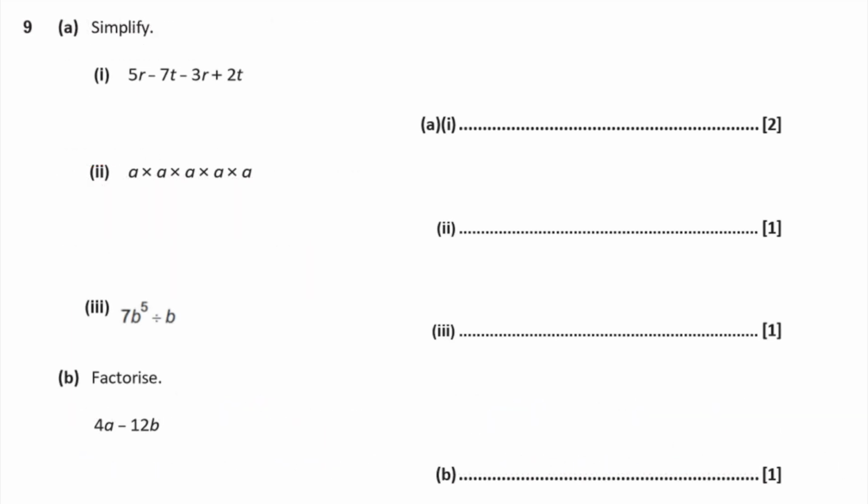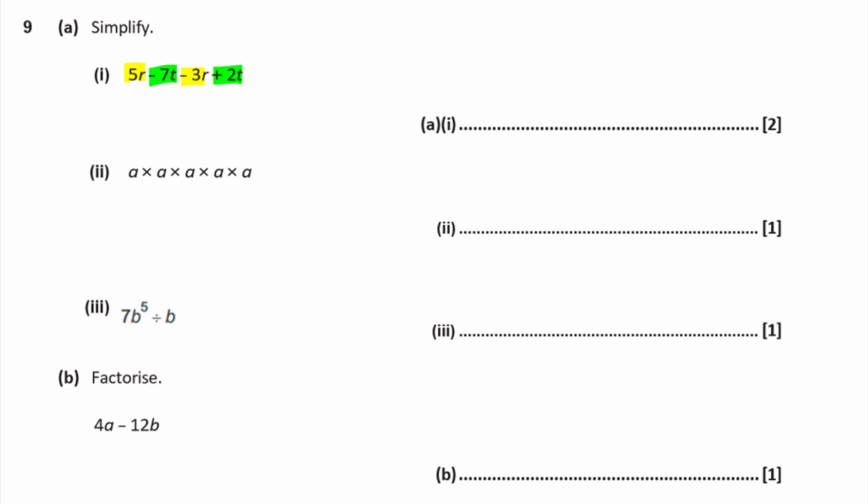Question 9a. Simplify 5r minus 7t minus 3r plus 2t. Okay, so we've got a question here involving like terms. I've got terms in r and I've got terms in t. Now notice when I highlighted them, I highlighted the sign that went in front of them because the sign belongs to the term that follows.